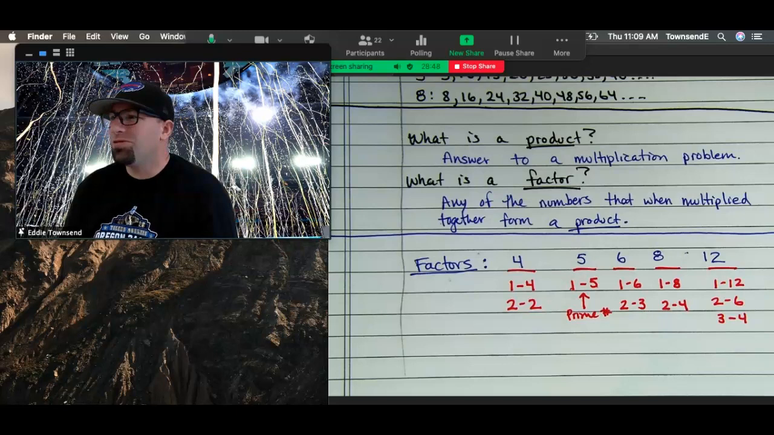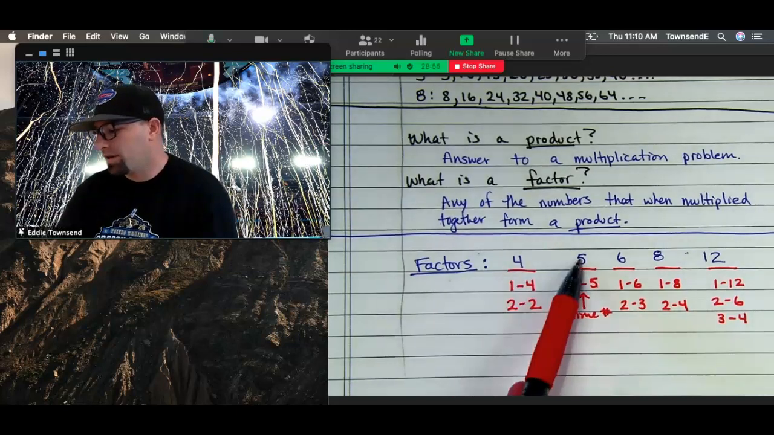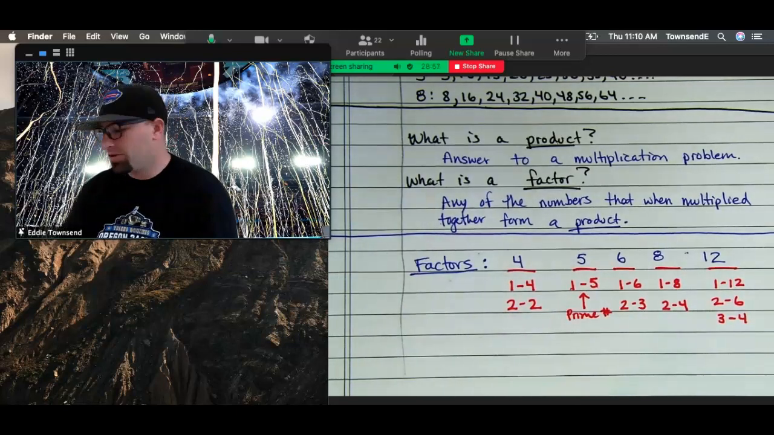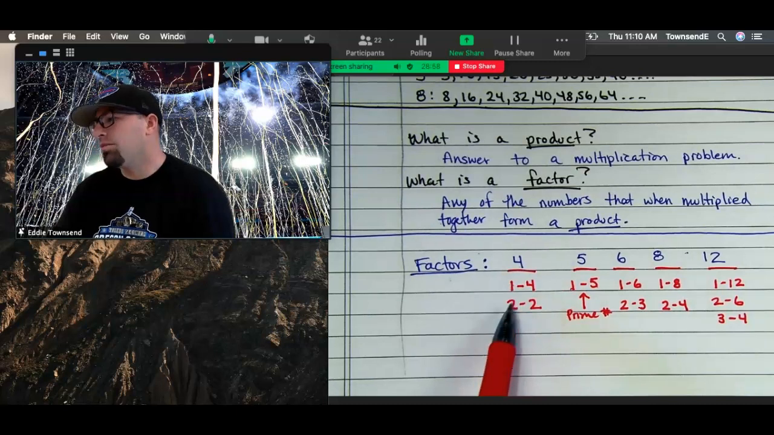Okay, so that's how you do factors, is you find the numbers that can multiply to get this product. Okay, what are the numbers that can multiply? So we just go systematically, start at 1 and move ourselves down.